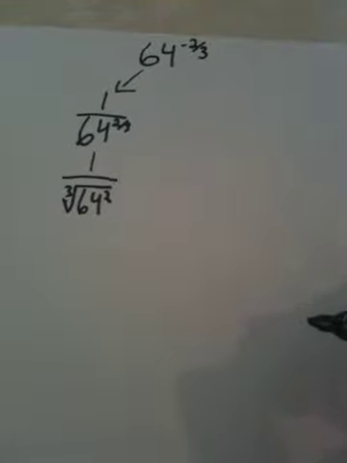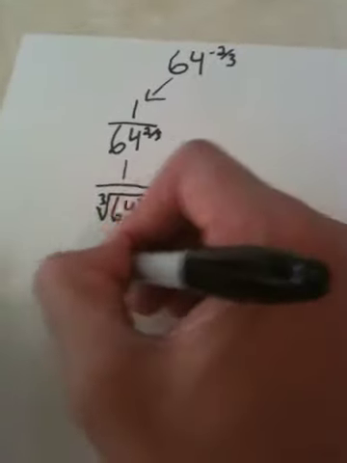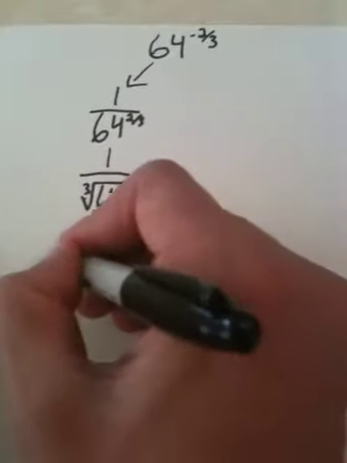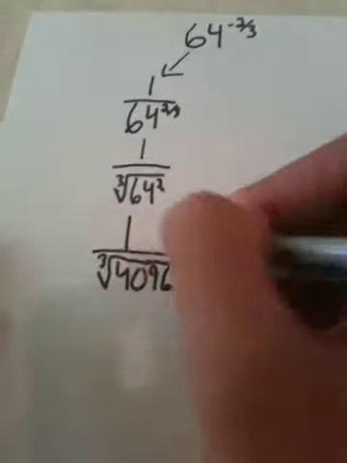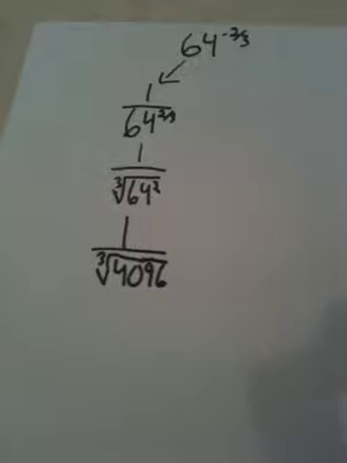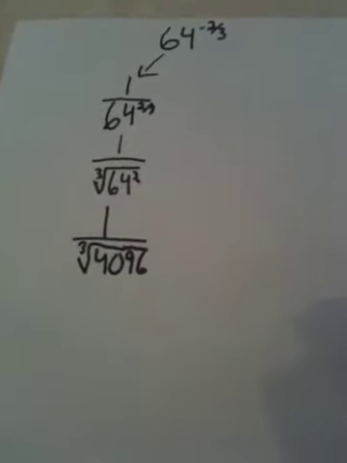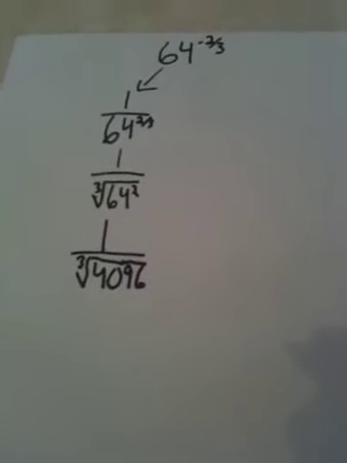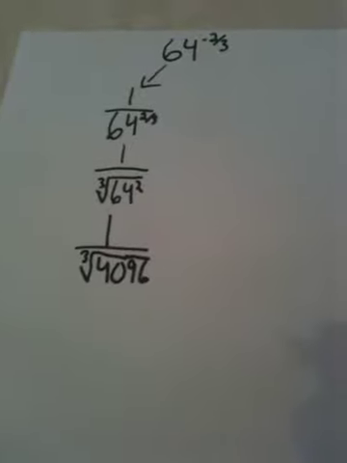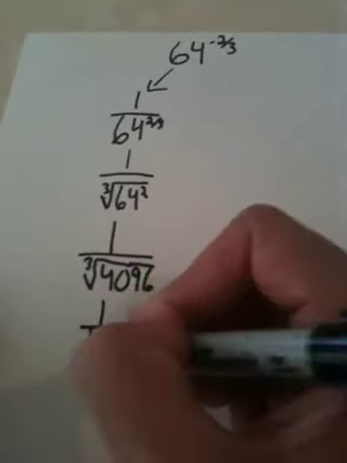Then you would square 64, which equals 4096. You then have 1 over the third root of 4096. After that, you use a calculator to determine the third root of 4096, and it comes out to be 16. So the final answer is 1 over 16.